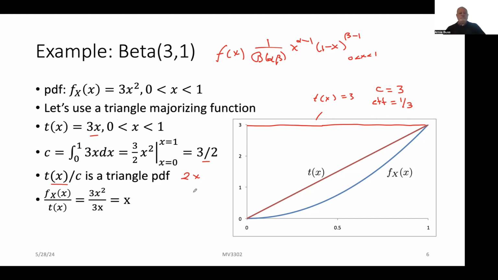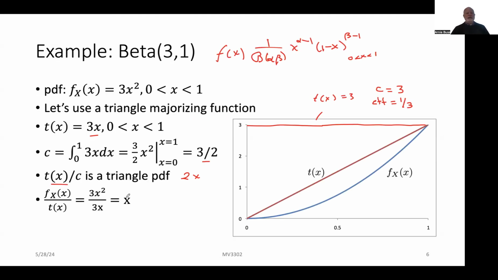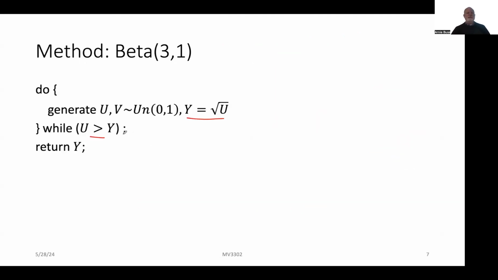So I'm going to generate a u and a v uniform, but I'm going to set y equal to the square root of u, say, and I'm going to do all that while u is greater than y. So where did the y come from? It came from the fact that this is the ratio. So plugging in y to the ratio simply gives me y. And so this method will return these.